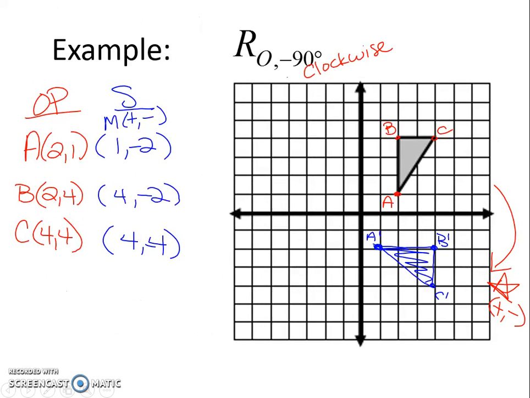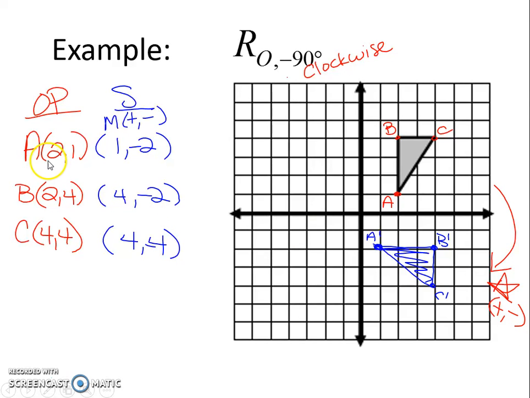So basically, you're going to look at triangle ABC, label it, and write the points 2, 1; 2, 4; 4, 4. And then if you go to negative 90, it's going to go one turn clockwise. Clockwise this way. So your shape is going to be here. And X is positive, Y is negative. You can see that. So your XY points will be positive and negative.